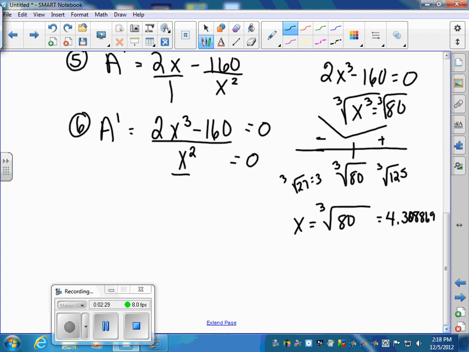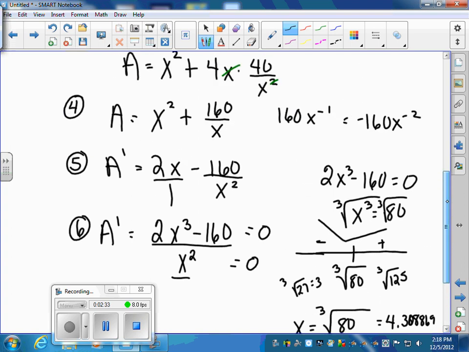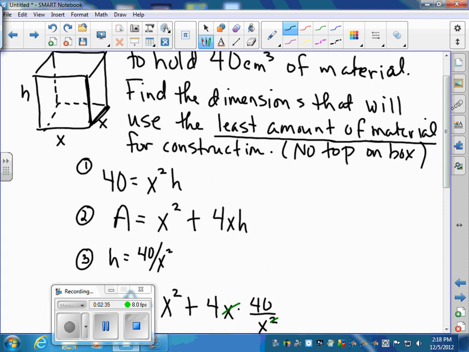Then we need to make sure we answer the question. Is x equals the cube root of 80 what they asked for? Well, if you go back, it says find the dimensions. So that's not what I want to know. I know what x is, but now I need to find out what h is. So x is the cube root of 80, which was 4.309 if I round it. Then I'm going to find out what h is.